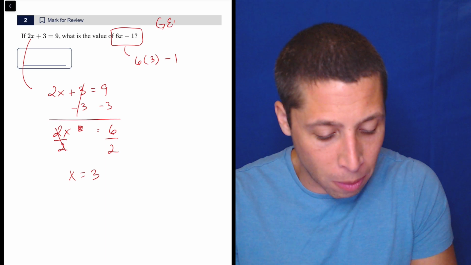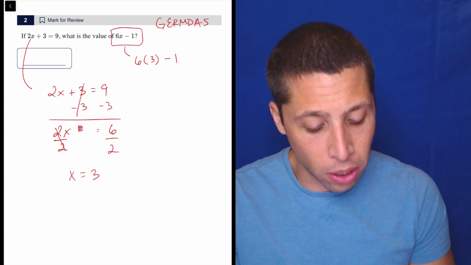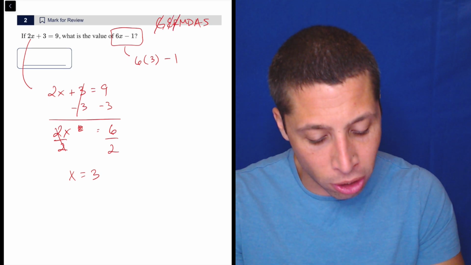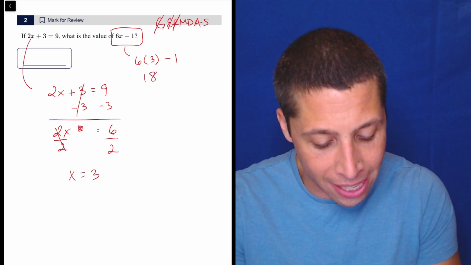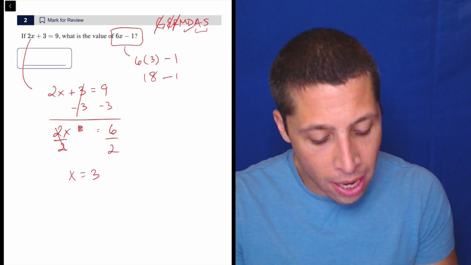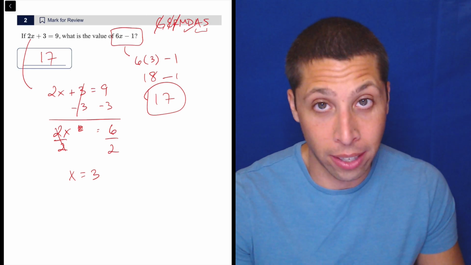And remember, I could have talked about this with algebra too, but remember GERMDAS, our order of operations, right? So what do we do first? Well, we don't have any groupings, we don't have any exponents or radicals, but we do have multiplication. So we have to do that first. 6 times 3 is 18. And then once that's done, we can move over to addition and subtraction. 18 minus 1 is 17, and that is the final answer.